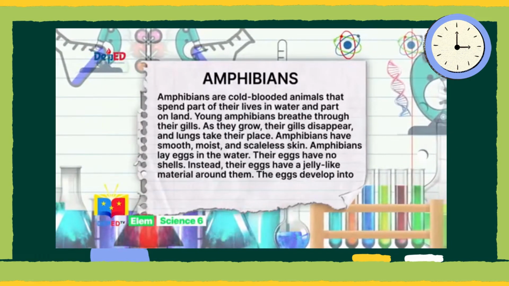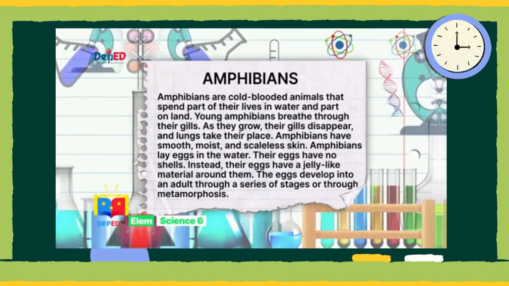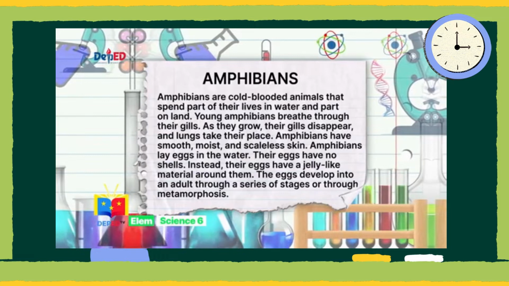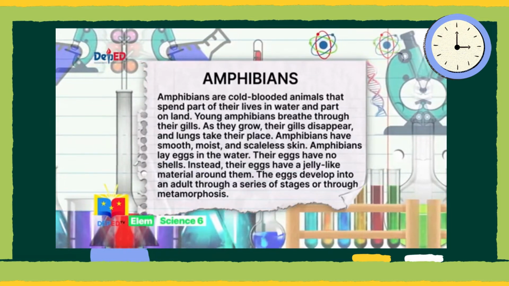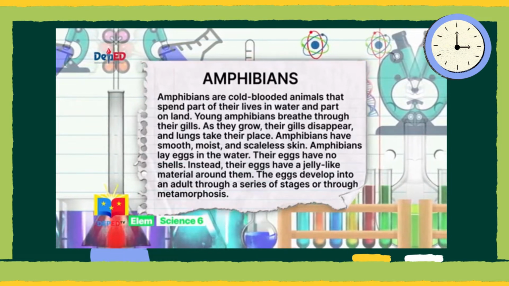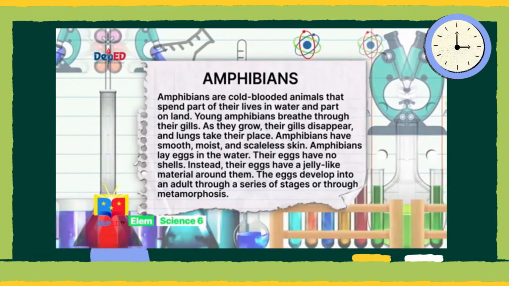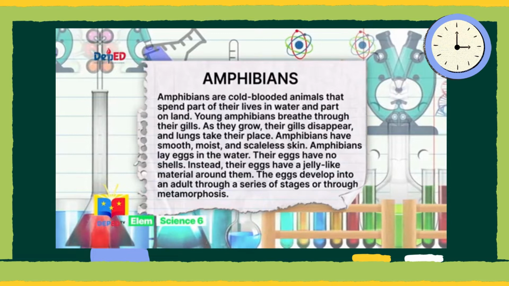Amphibians. Amphibians are cold-blooded animals that spend part of their lives in water and part on land. Young amphibians breathe through their gills. As they grow, their gills disappear and lungs take their place. Amphibians have smooth, moist, and scaleless skin.